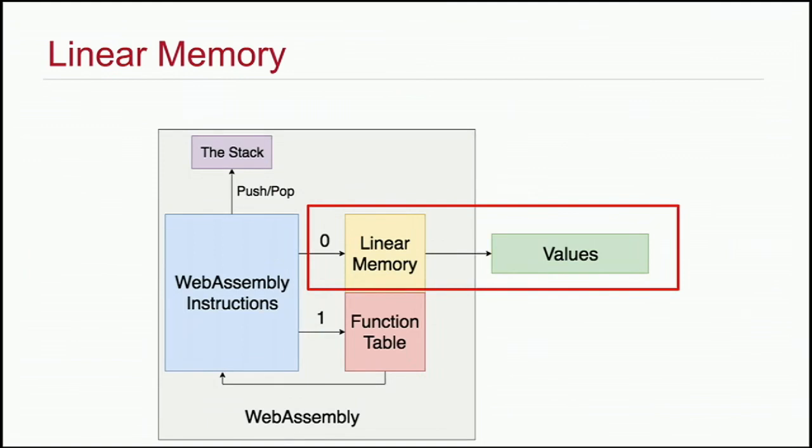WebAssembly doesn't have access to your computer's memory. It has its own memory that gets emulated. This is called linear memory. The host could implement this however it wants, but from WebAssembly's point of view, it's an array of bytes, integers, whatever you want, and it can put things in there and take them out with random access. That's all it can do with it.